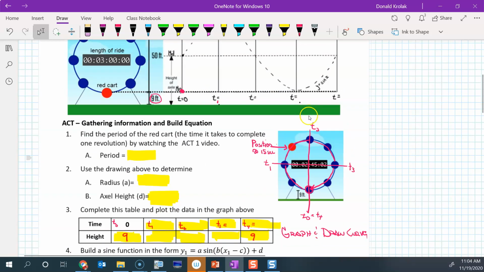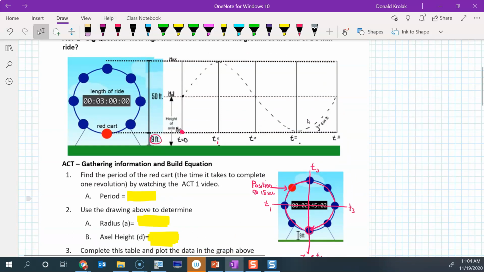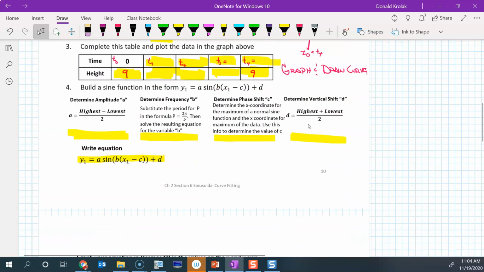So you're going to be plotting your other points up here. T1, T2, T3, time 4. All right. So then at the end of all this, you're going to have an equation that you're going to write right here.